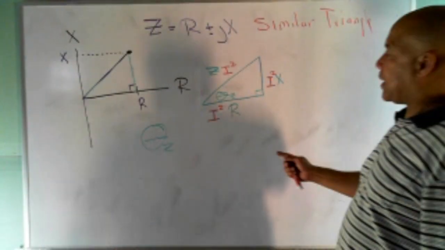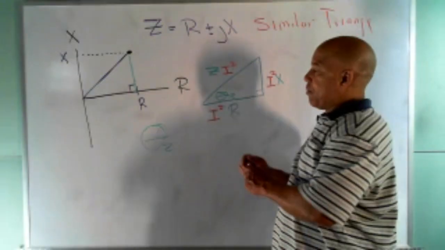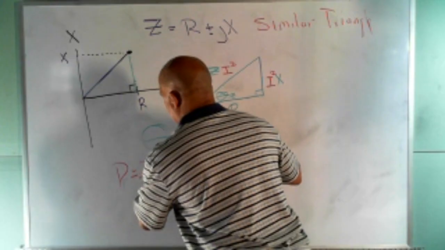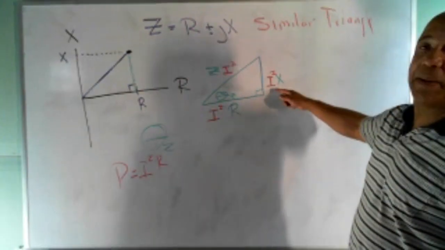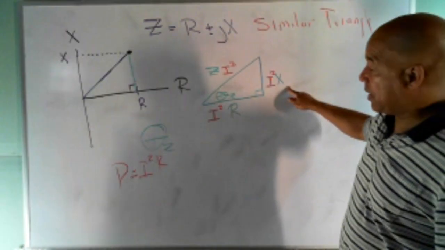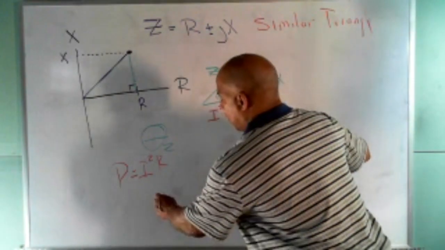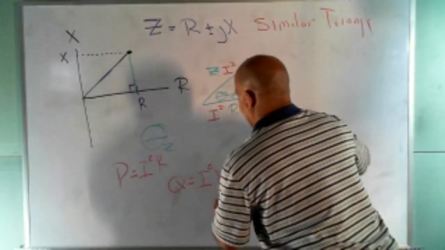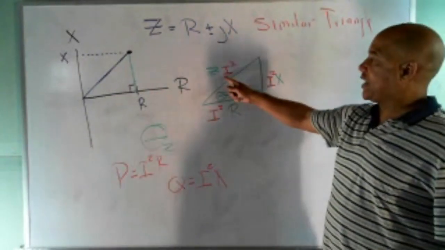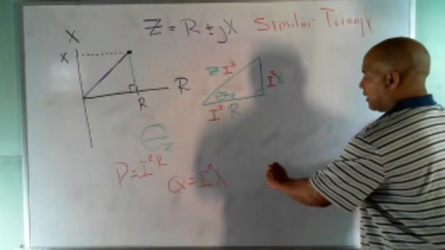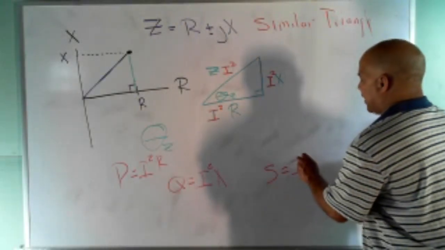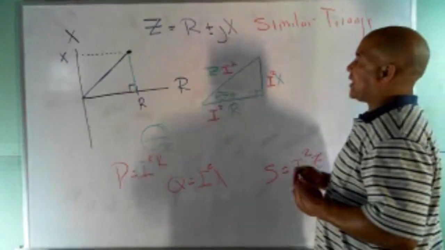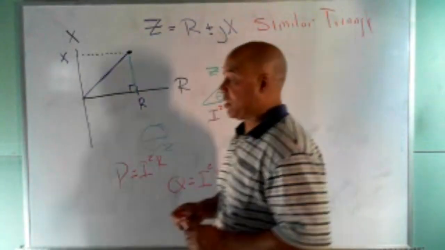So that doesn't really change the value of the triangle. But notice what I've done here. If I take I squared R, you might recognize that as power. P equals I squared R. If I take I squared times a reactive element, then it won't be P, it'll be Q. Q equals I squared times X. If I take I squared times the total opposition, which is called impedance, then we call that S. S equals I squared times Z. And so basically I changed this triangle to this one.